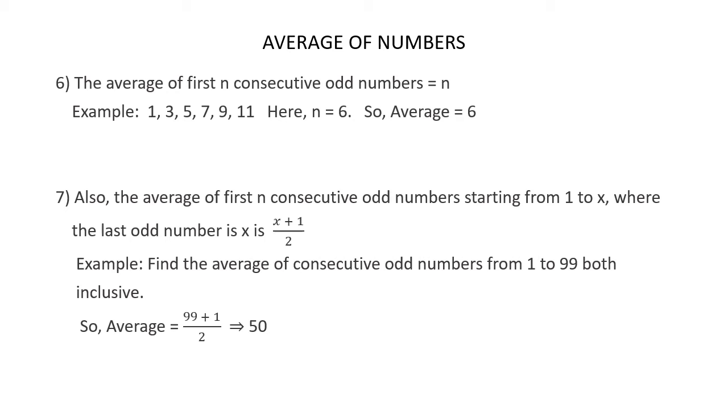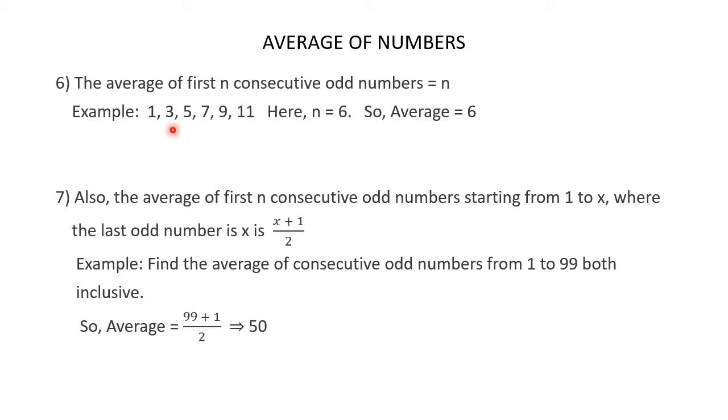The average of first n consecutive odd numbers is n. For example, consider the numbers 1, 3, 5, 7, 9 and 11. Here there are 6 odd numbers. So n is 6. So the average of these numbers is 6.